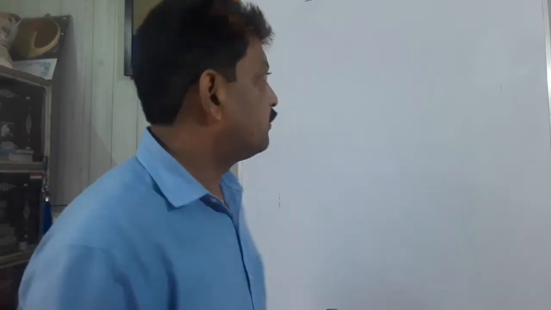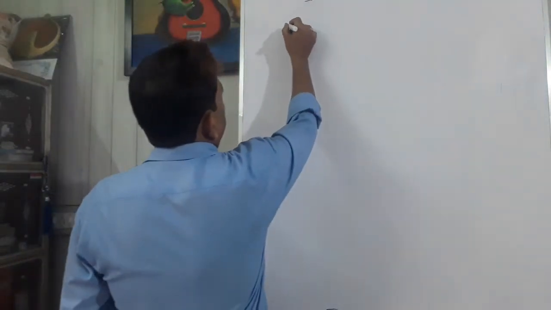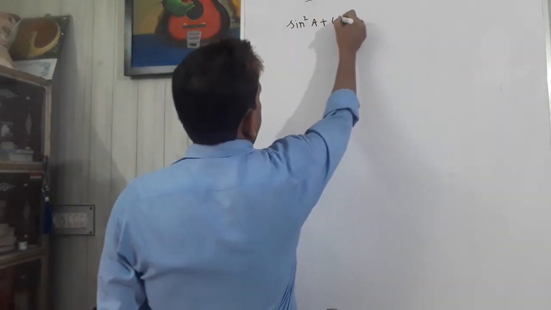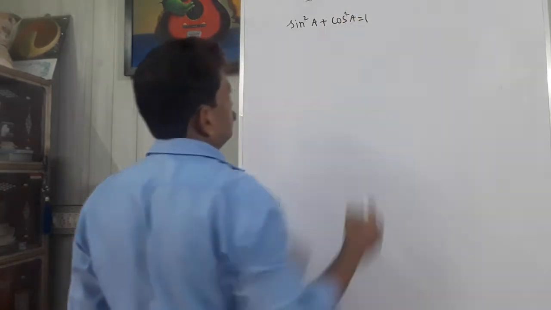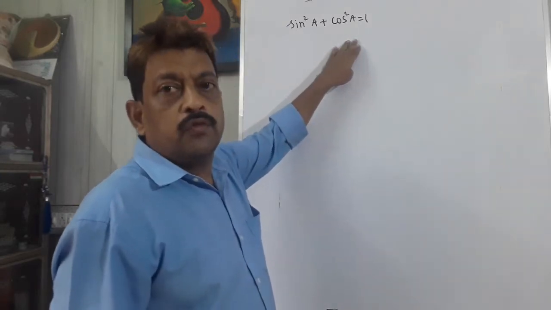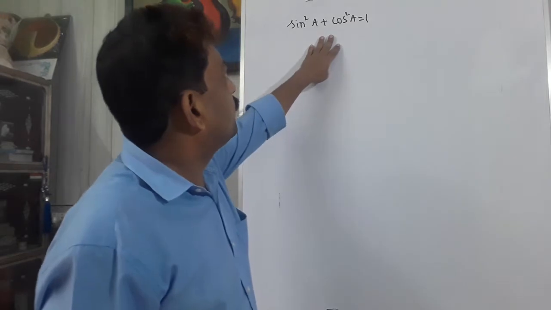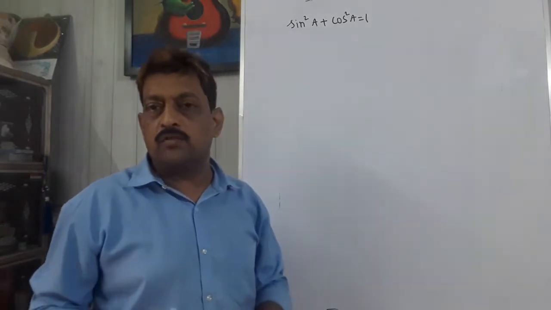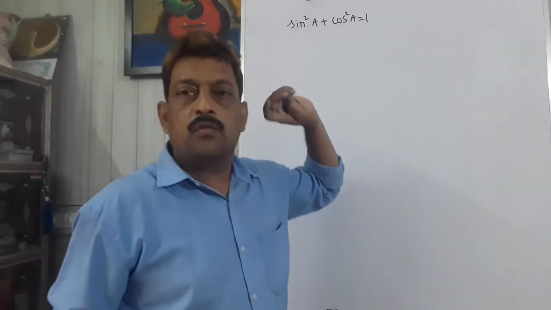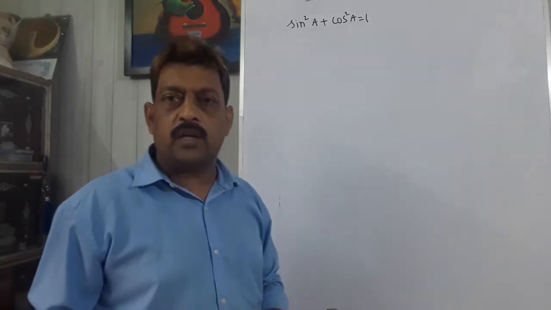So before starting this topic, there are a few formulae which will be utilized while solving the problems. Let me write one by one all those formulae. It will start with the first one, that is sin square A plus cos square A equals 1. Sometimes while solving the problem, we will find sin square A plus cos square A, and in that case we can replace it with 1.